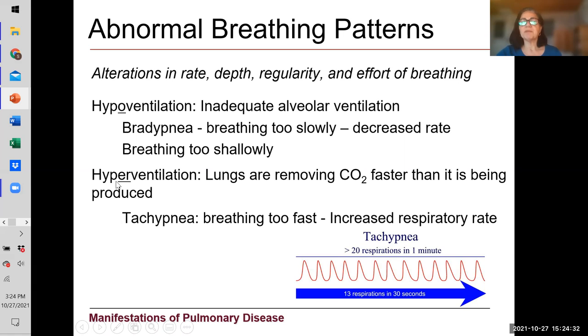The opposite problem, hyperventilation, there's too much breathing. The lungs are removing carbon dioxide faster than it's being produced. This is known as tachypnea. Tachy is fast, and again, the pnea for the breathing. This is an increased respiratory rate. So typical is about 16, 18 times a minute. Somebody who's tachypneic is breathing more than 20 times a minute. And where we typically see that is when somebody's having a panic attack, usually that's self-limiting, the hyperventilation. You usually don't have to do anything about it. It's the hypoventilation that we typically have to intervene on and provide some oxygen to the patient.